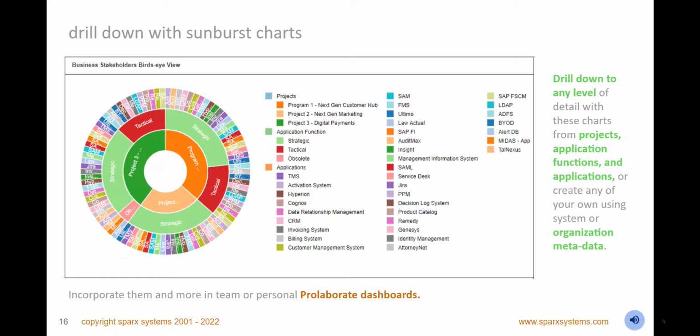Drill down through multiple dimensions with sunburst charts that allow you to quickly invert dimensions, such as programs, projects, and strategic, tactical, and obsolete application groups. Unlock the wealth of information in the repository, and serve it to corporate stakeholders and executives in compelling and interactive charts. You can change report settings such as colors and styles to align with your organization's conventions.